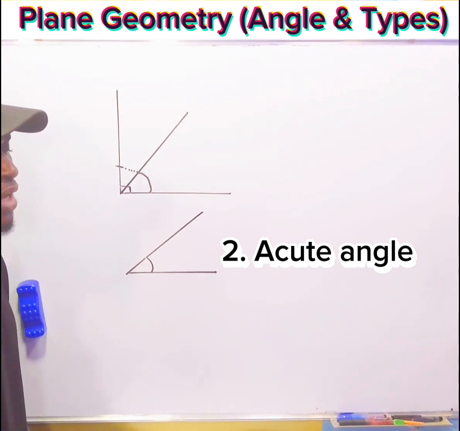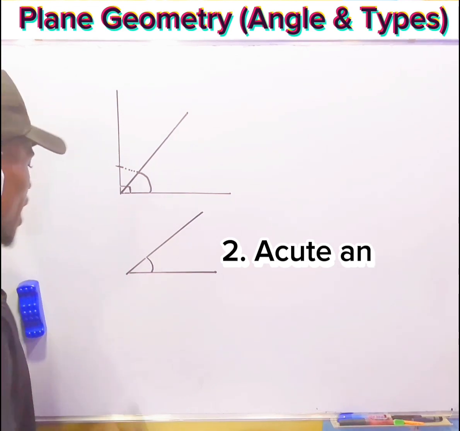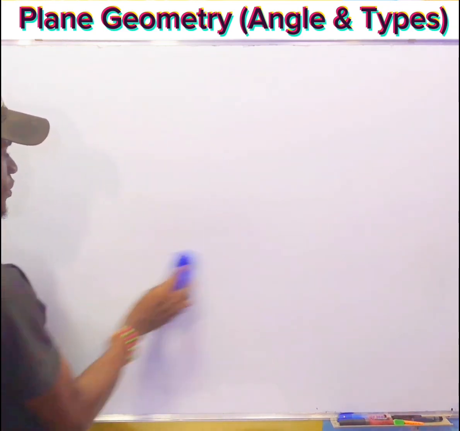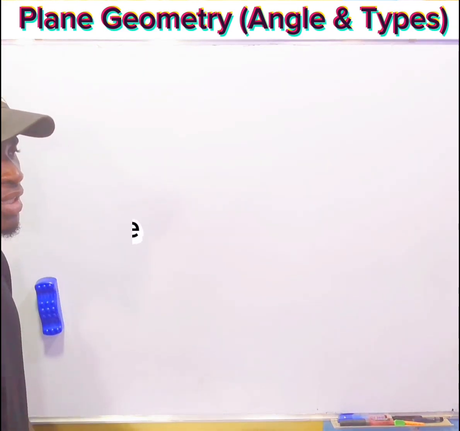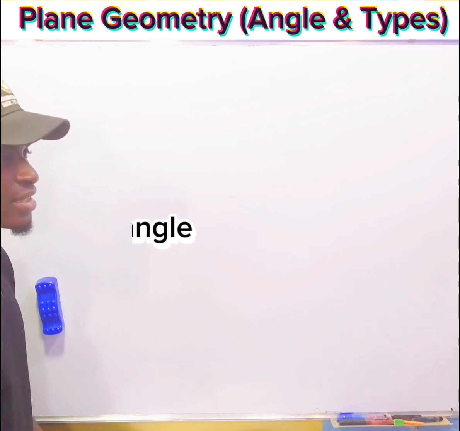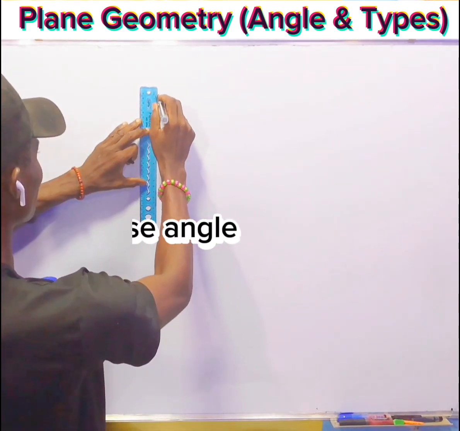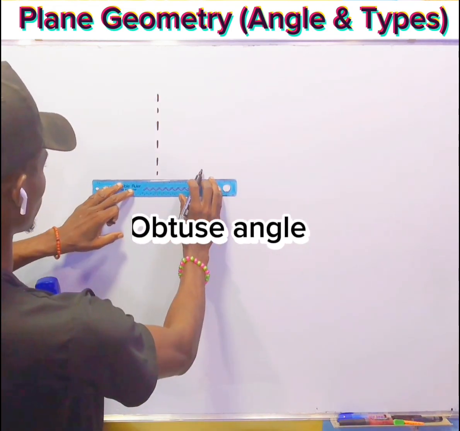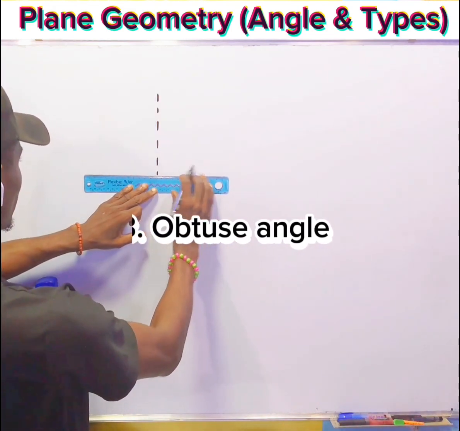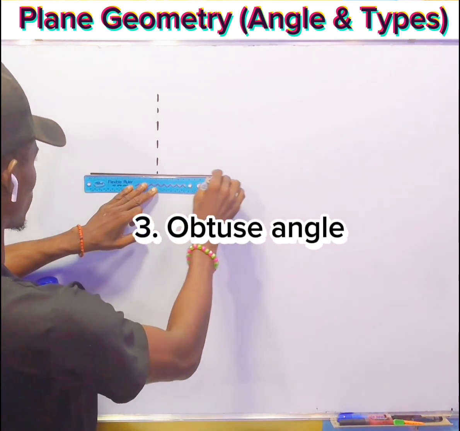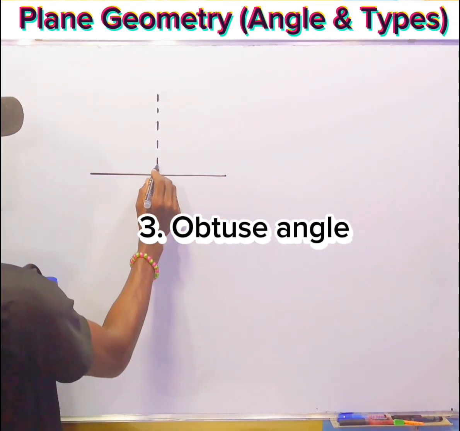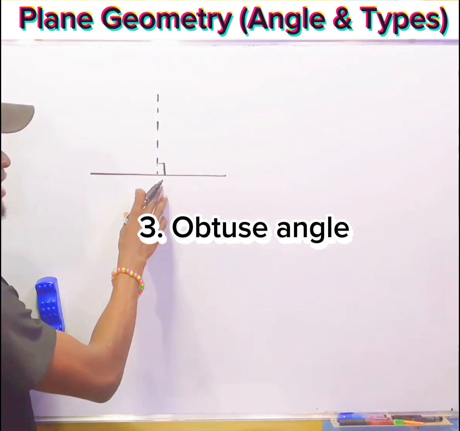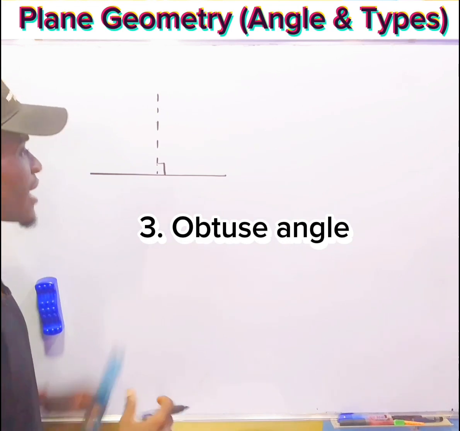Also, we have what is known as an obtuse angle. An obtuse angle is an angle that is greater than 90 degrees. So peradventure we have a 90-degree angle. This is a 90-degree angle. An obtuse angle is an angle greater than 90 degrees. It is an angle that's greater than a right angle.